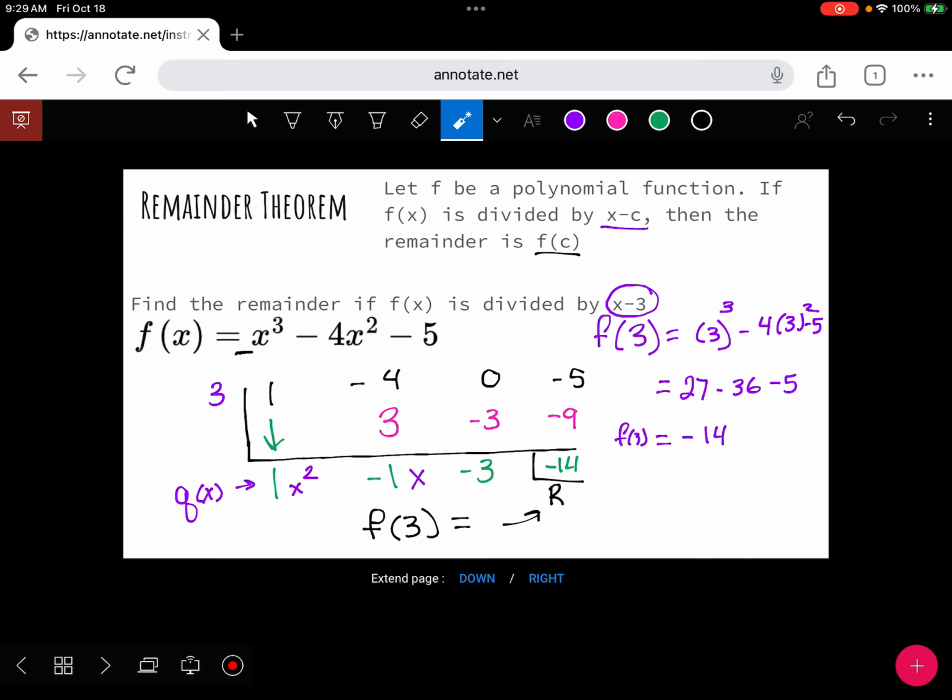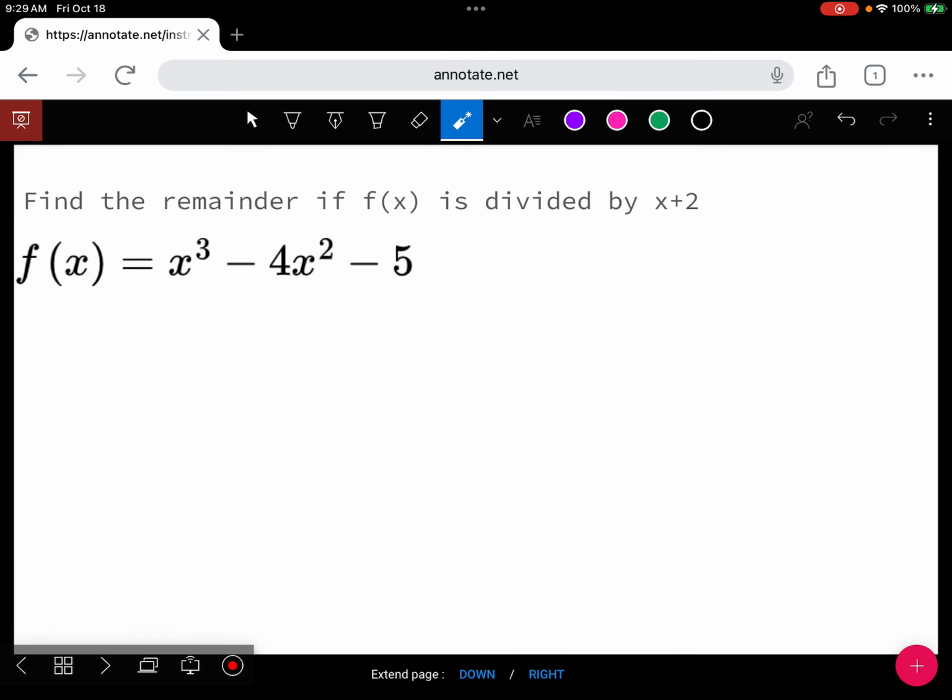We're going to practice this again, and in fact, we're going to use the same function for the next one, just so we can practice it. We're going to be using this remainder theorem for this part. So we're going to find the remainder if that same function, the same one we just had, is divided by x plus 2.